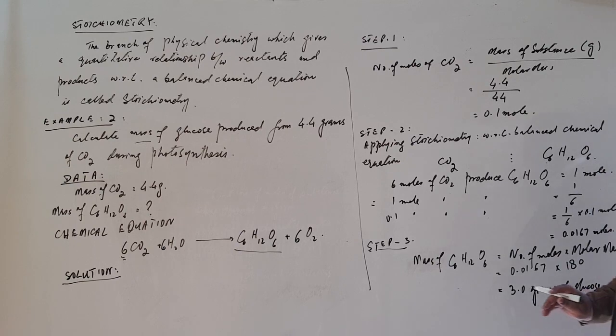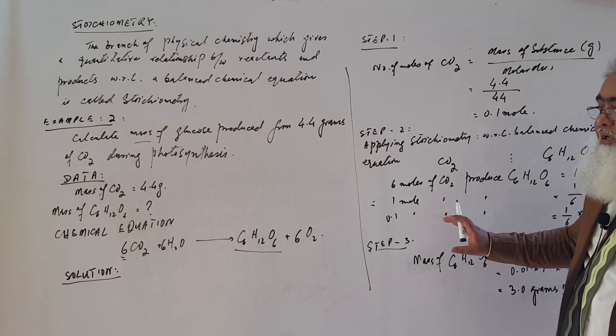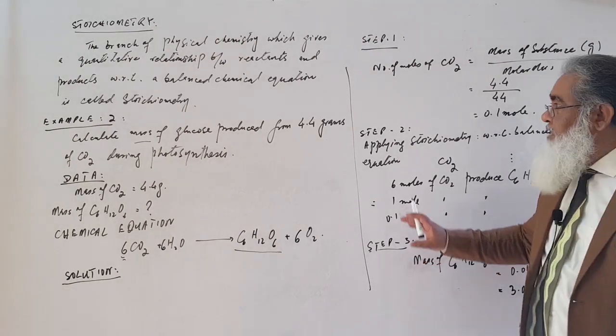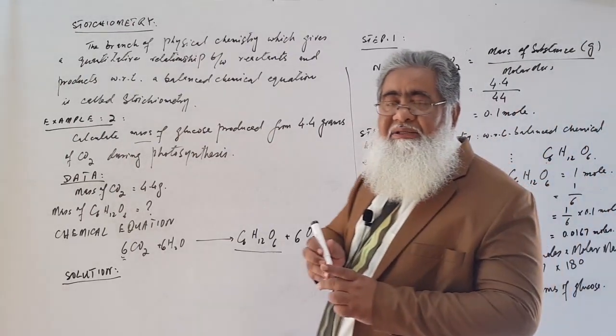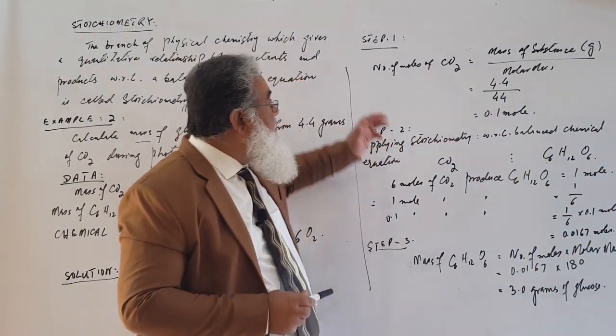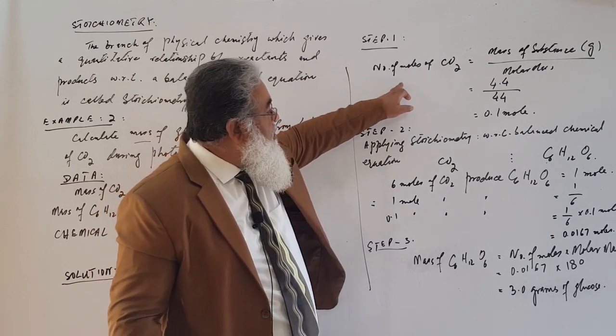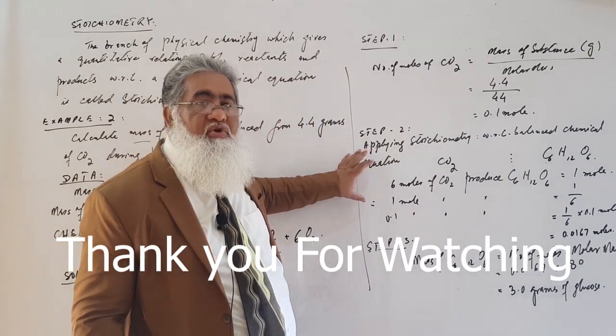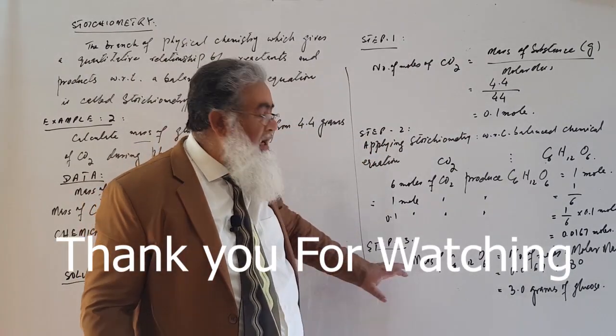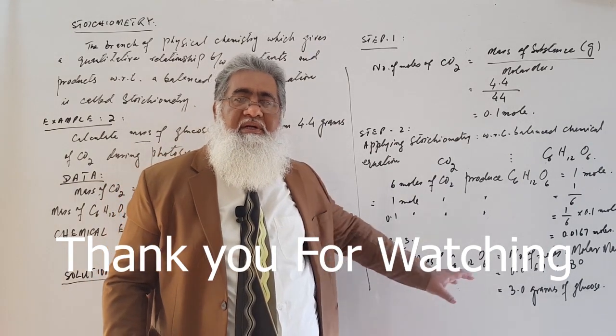In this way, you have to solve any simple stoichiometrical problem by applying these 3 steps. Step 1, find the number of moles. Step 2, apply stoichiometry. And step 3, conversion into required units.